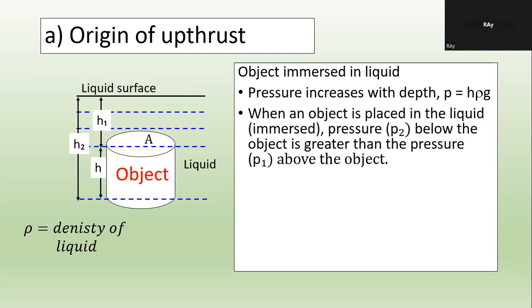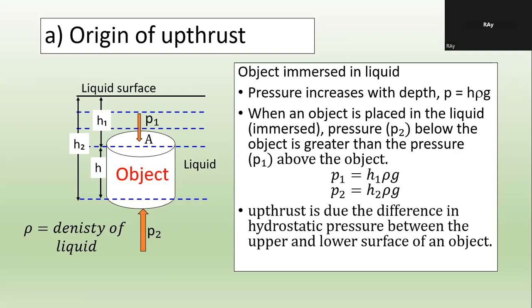When an object is placed in a liquid, immersed, pressure P2 at the bottom, below the object, is greater than the pressure P1 above the object. Pressure below here is greater than the pressure above the object. If there's a difference in pressure, P1 is H1 rho G, P2 is H2 rho G. So P2 is greater than P1. The upthrust is due to the difference in pressure between the upper and lower surface of the object.